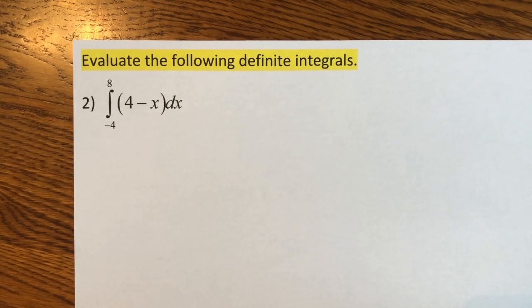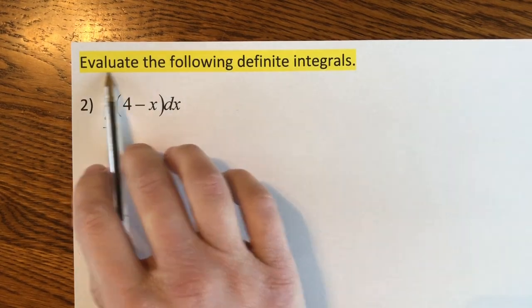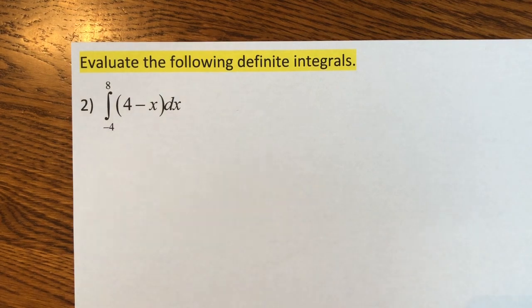Okay, in example number 2, not only are we going to follow these directions, we're also going to see why this is different than example number 1. Example number 1, remember, we actually were able to determine the area underneath the curve above the x-axis. So let's see why that's different in this example.